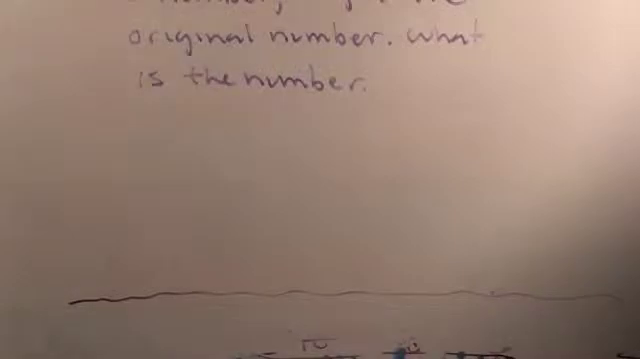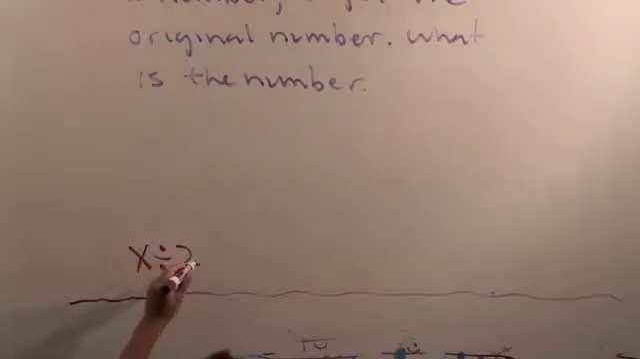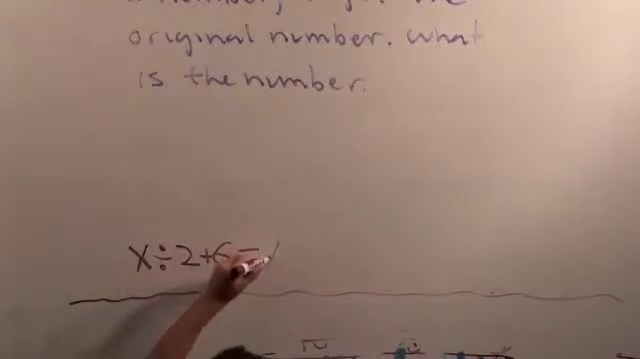Well, you mean like using fractions? Well, sort of. What the problem says: if I add 6 to half of a number, I get the original number. What is the number? So, why don't you first try to write down the equation that says what the problem is talking about. Well, I'm going to call the number x. Okay, so we're going to call the number x. So x divided by 2 plus 6 equals x.